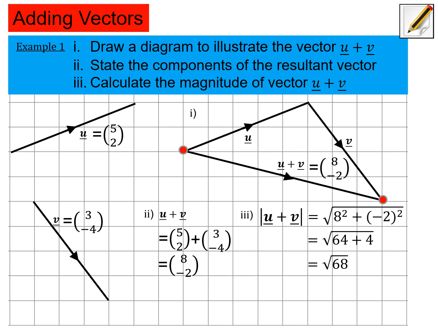Now, if you are in 5th or 6th year, you have done simplifying surds, so you would give your answer in the simplest surd form, which in this case is 2 root 17. However, if you're in 3rd or 4th year, just give your answer in a decimal form. So in this case, it would be 8.25 units. So that's how you draw your diagram to illustrate a resultant vector and calculate the components as well. Okay, so we'll have a go at a second example.